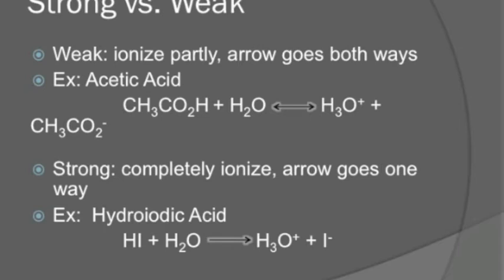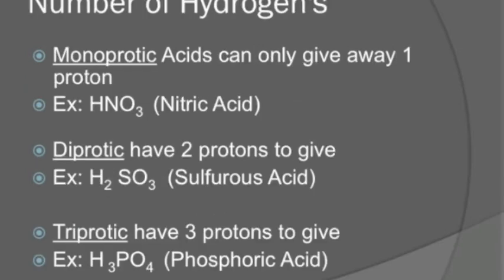A strong one will completely ionize, but the arrows can only go one way because the reaction can only go one way, and there is an example of a strong one. Now we all know our prefixes such as mono is one and di is two, so a monoprotic acid can only give away one proton. An example of this would be nitric acid.